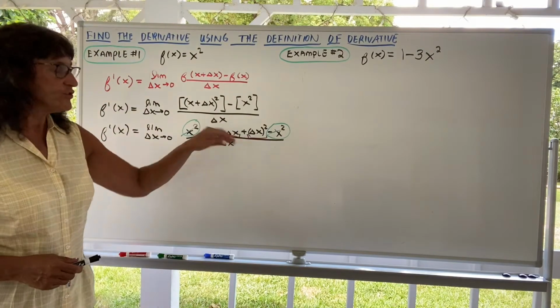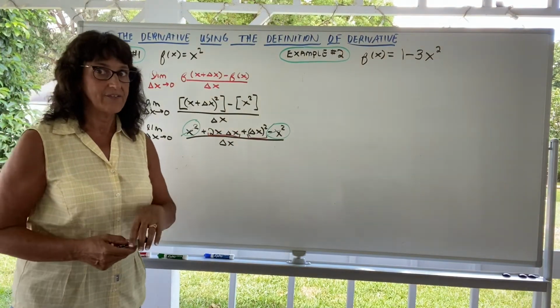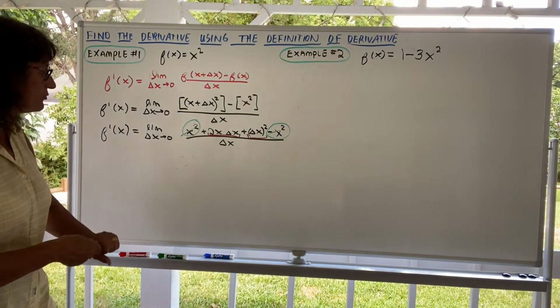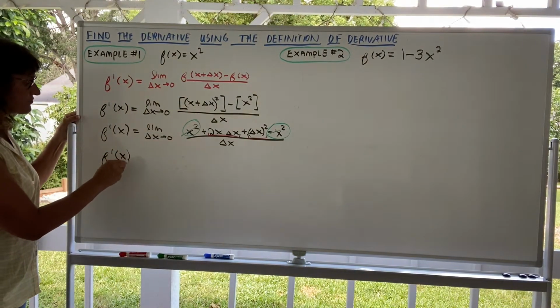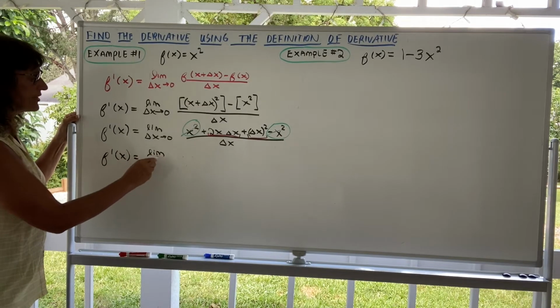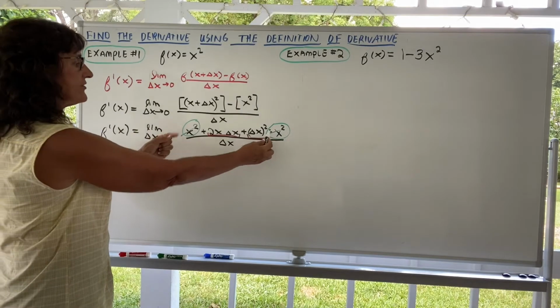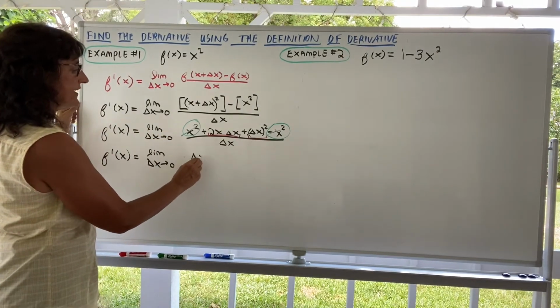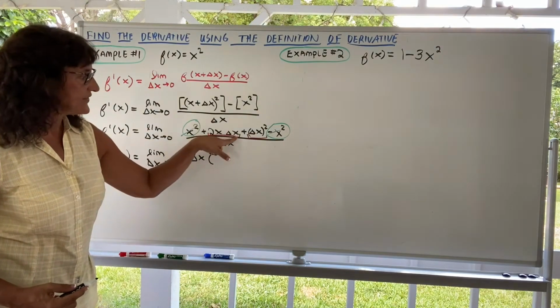Now, what do these two terms have in common? Do you see that we can take a delta x out of each term? Okay, so let's go ahead and write our next step simplified. So our derivative of this function, we're going to have the limit as delta x goes to 0. The numerator, the x squareds cancel, but let's go ahead and factor out a delta x from the two remaining terms. Take a delta x out of this term.